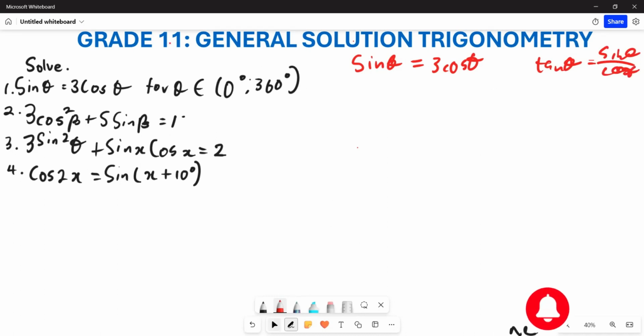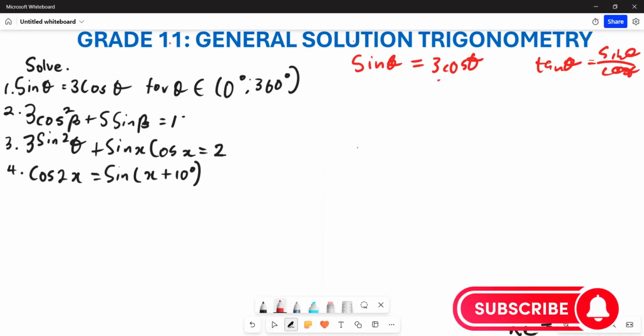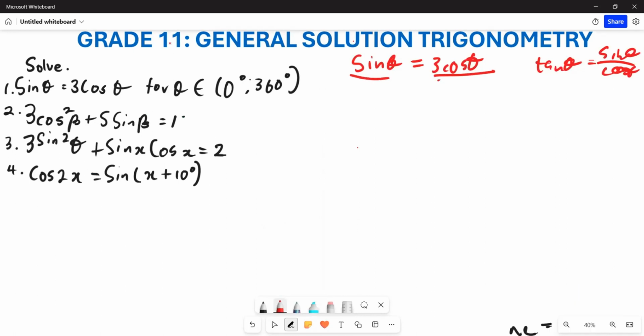So now what does this mean? If I come to both of these sides and divide by cos of theta on this side and cos of theta on the other side, what am I going to have? I'm going to have tan of theta. Remember, sine over cos is tan. On the other side, the cos and the cos cancel each other, which means you're left with 3.